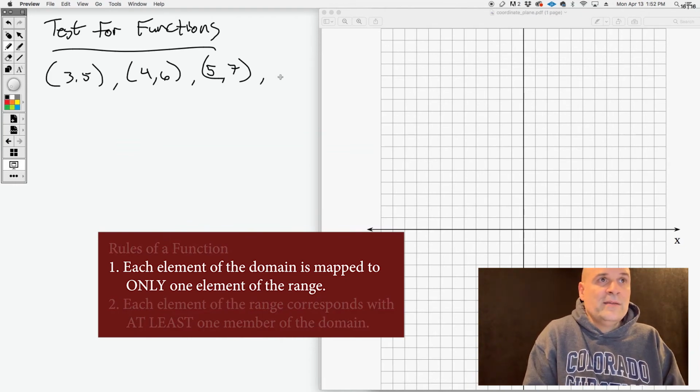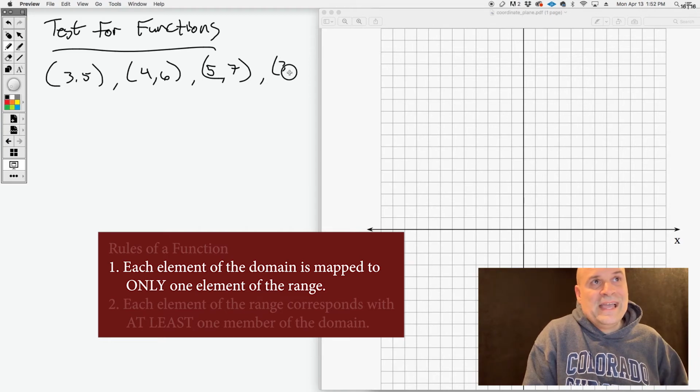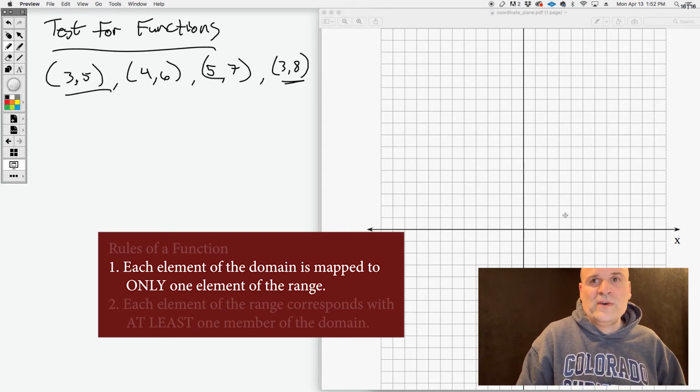But if we added another one, like let's say 3 goes to 8, well this time 3 would go to 5 and 8. So when you graph this, 3, 5 is right here, 4, 6 is right here, 5, 7 is right here, and then you have your 3, 8, which is right here. Okay, well that doesn't work. You have multiple y's for the same x.